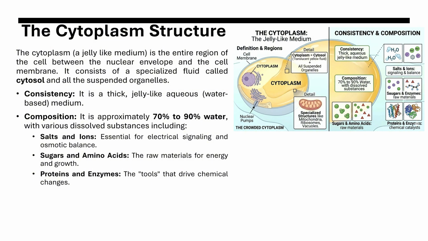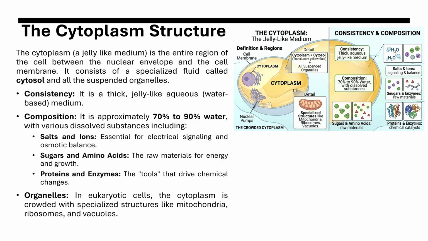First of all, salts and ions, which are essential for electrical signaling and maintaining the cell's water balance. Then sugars and amino acids, which are the raw materials. Sugar provides the fuel, and amino acids are the bricks used to build proteins. And thirdly, proteins and enzymes. These are the functional tools which drive every single chemical change inside the cell.